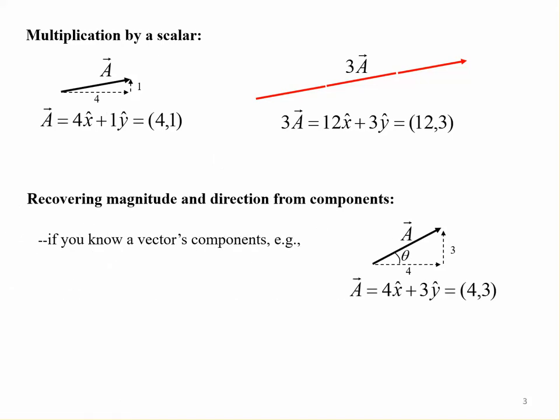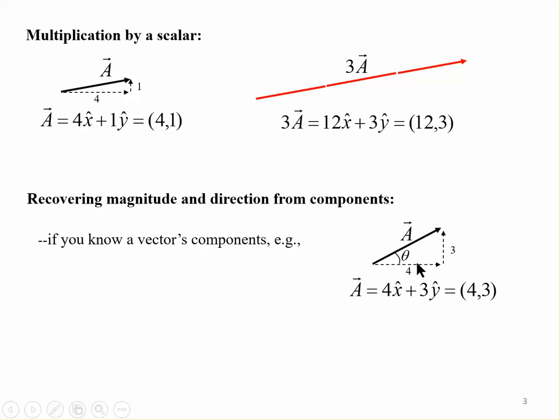By the way, if you have a vector, you can break it up into its xy components. But we can reverse this. If you know the xy components of the vector, then you could draw the original vector and figure out its size and direction. So for example, let's say I know that the components of vector A are 4 units in the x-hat direction plus 3 units in the y-hat direction. So here it is. 4 x-hat plus 3 y-hat gives me vector A.